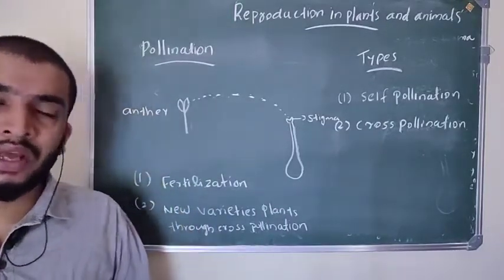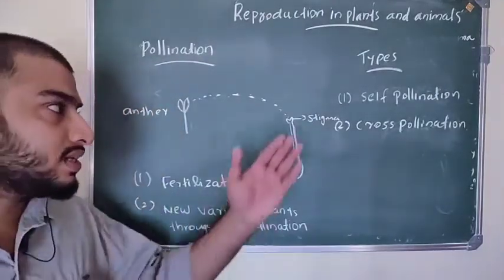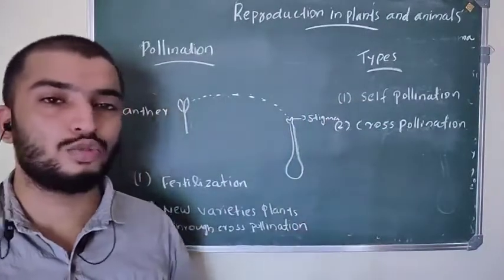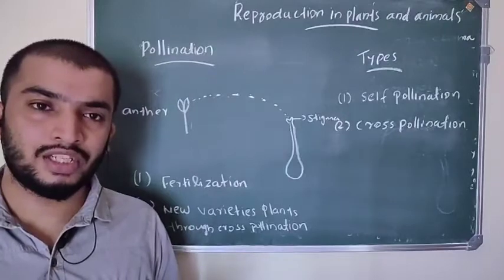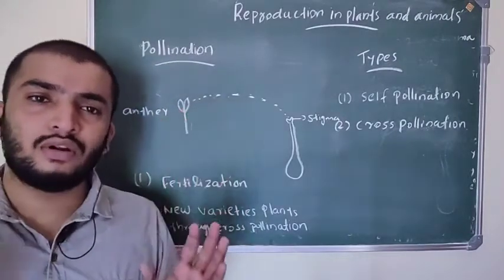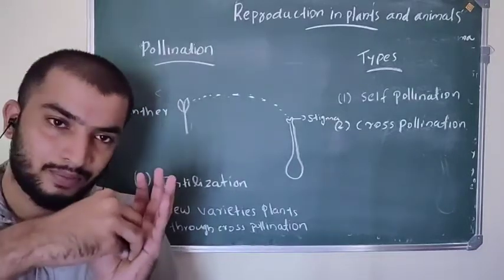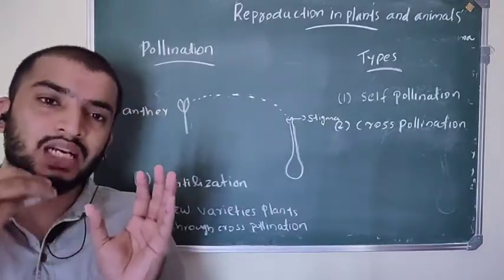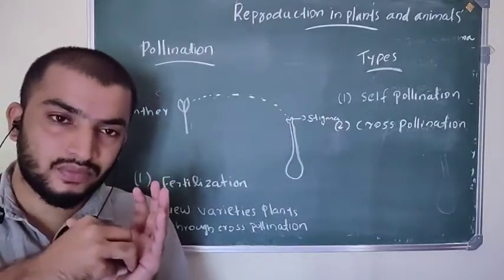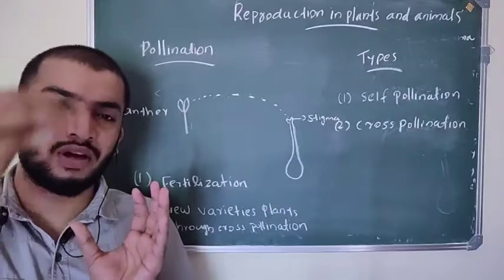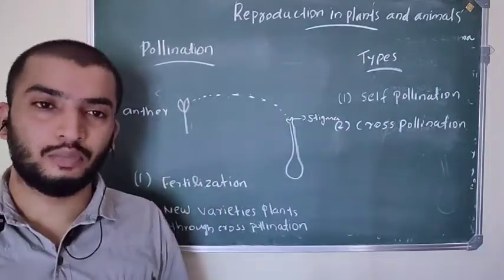So pollination is very important for fertilization and also for making new varieties of plants. There are two types of pollination in plants. What are they? Self pollination and cross pollination. What is meant by self pollination? Self pollination means the transfer of pollen grains from anther to stigma of the same flower, or transfer of pollen grains from the anther of a flower to the stigma of a flower present on the same plant. That is called self pollination.